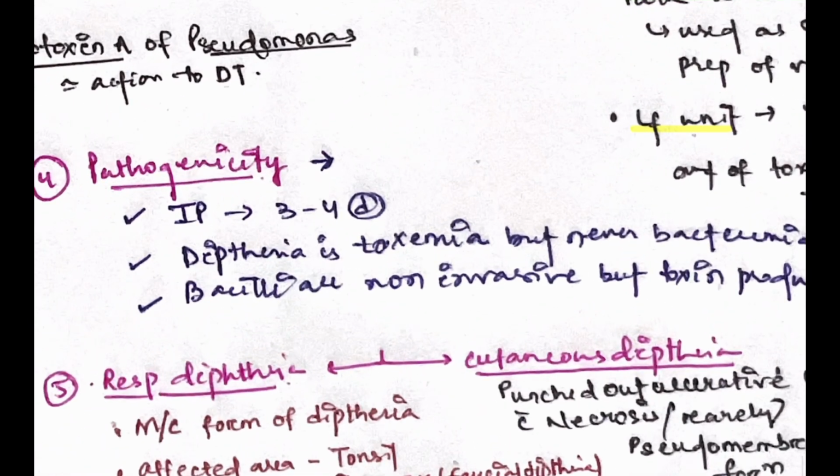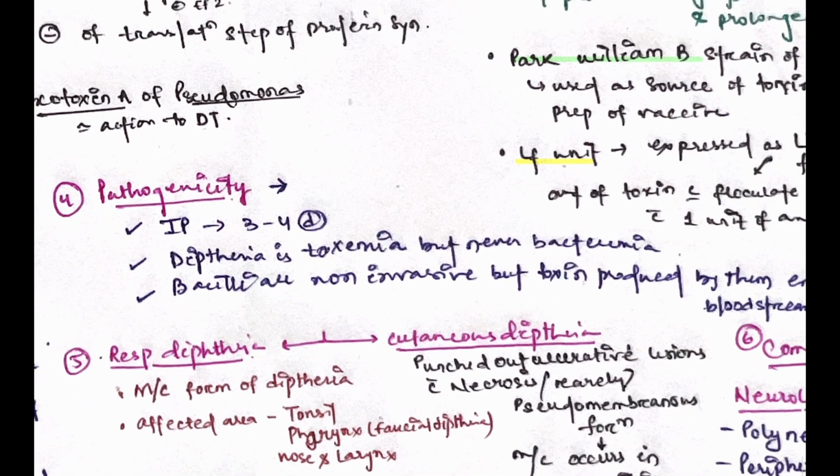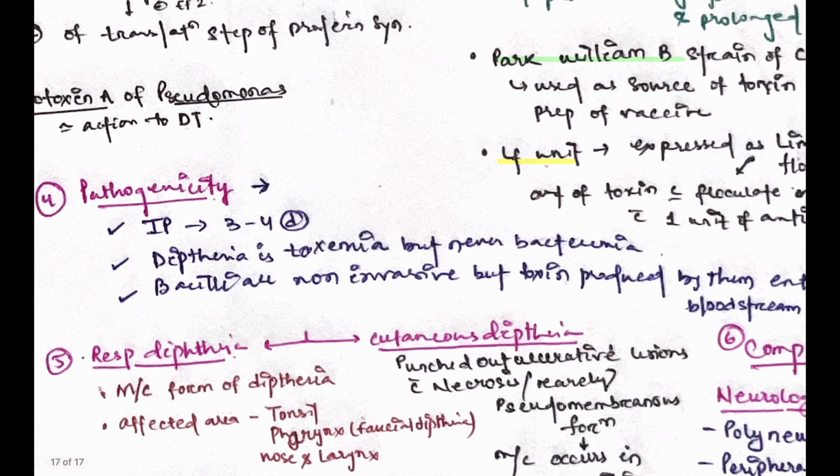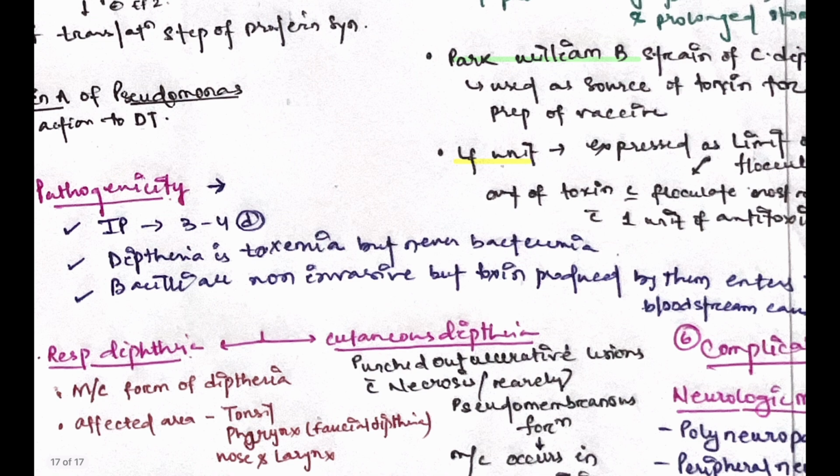Next is pathogenicity. The incubation period of Corynebacterium diphtheriae is 3 to 4 days. Diphtheria is toxemia but never bacteremia. So how do they cause infection? This bacilli are not invasive, but the toxin, that is the diphtheria toxin produced by them, will enter the bloodstream and cause the disease.